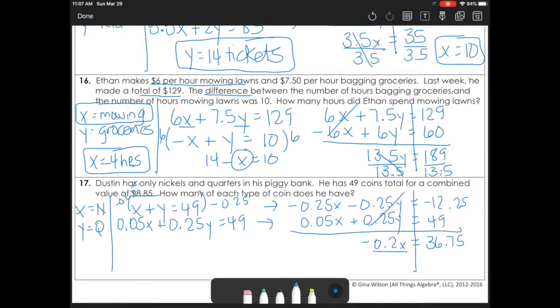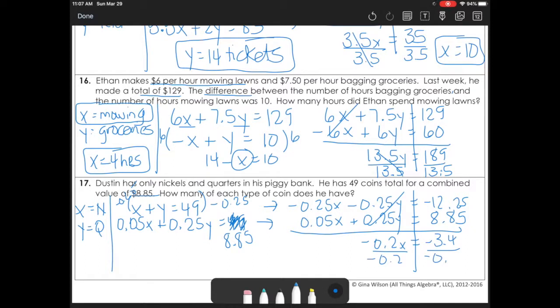Oh, silly me. This is not supposed to be a 49. This is supposed to be 8.85, the value. I put 49 in both, but the equation with the money in it is supposed to be the value. There we go. That's going to make this negative 3.4. That's better, because now when I divide by negative 0.2, I'm going to get a positive.